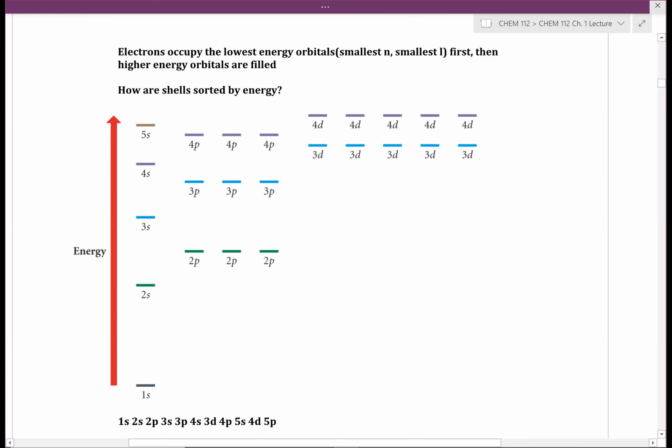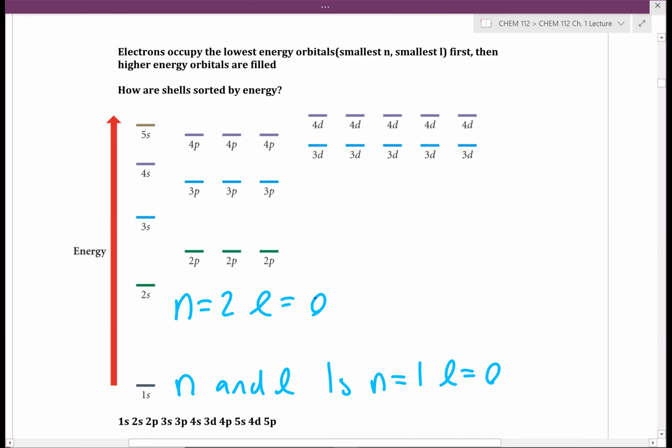Okay, so this diagram is sorting each of our orbitals by n and l. So for example, a 1s orbital corresponds to n equals 1, l equals 0. The 2s orbital corresponds to n equals 2, l equals 0. What does the 2p orbital correspond to? What n value? Yep, n equals 2. And what l value do we have? What was that? 1. Yep.